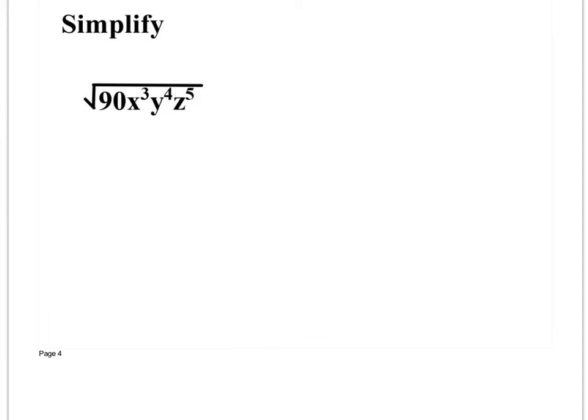Now we need to simplify the square root of 90 x cubed y to the 4th z to the 5th. So now we're going to be not only simplifying numbers, but simplifying with variables. First thing I want to do is split up 90. Can anyone come up with something I can split it up into? 9 and 10. Which 10 would split up into what? 2 and 5.